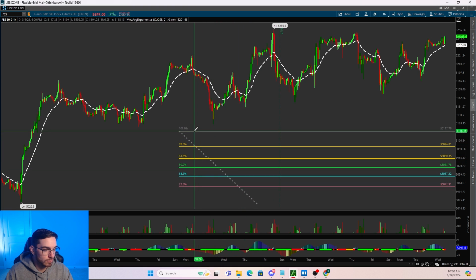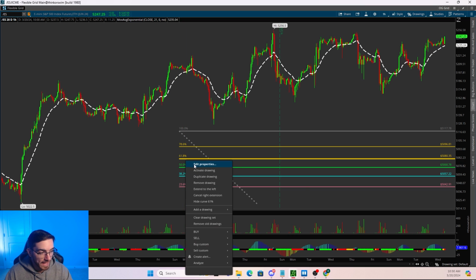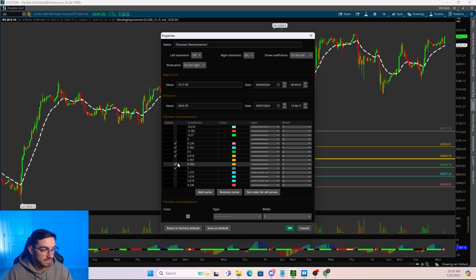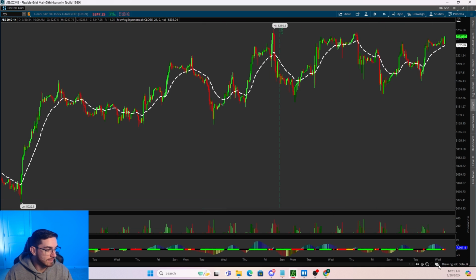Now, by default, your Fibonacci retracements is probably going to look something like this with a bunch of lines. However, when I'm trading using Fibonacci retracements, the main two that I want to pay attention to are the 61.8 and the 50% retracement. Reason being, these are the most common areas that price is going to retrace to before continuing in its original trend. So because of that, I take off everything that is not the 61.8 or the 50% retracement.